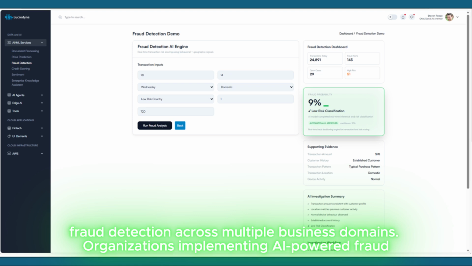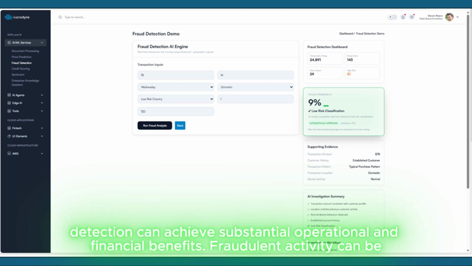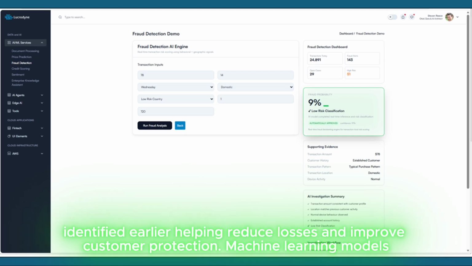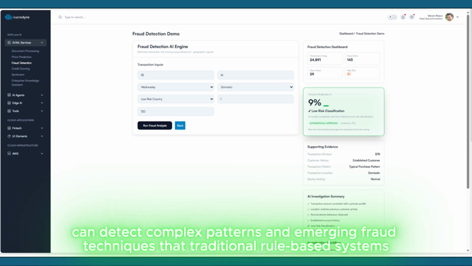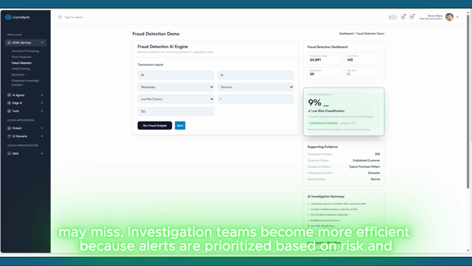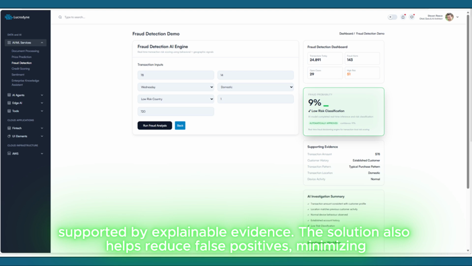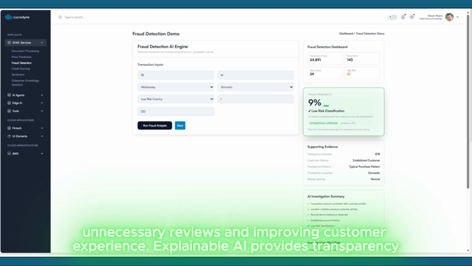Organizations implementing AI-powered fraud detection can achieve substantial operational and financial benefits. Fraudulent activity can be identified earlier, helping reduce losses and improve customer protection. Machine learning models can detect complex patterns and emerging fraud techniques that traditional rule-based systems may miss. Investigation teams become more efficient because alerts are prioritized based on risk and supported by explainable evidence. The solution also helps reduce false positives, minimizing unnecessary reviews and improving customer experience.